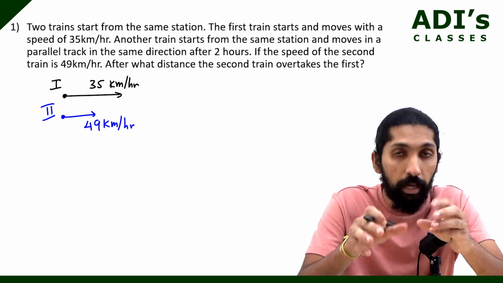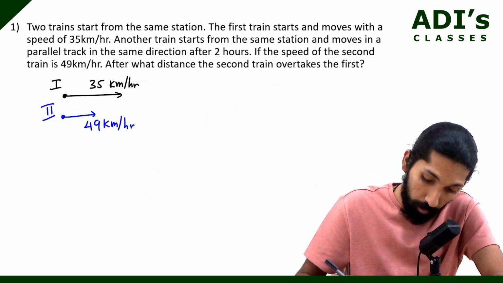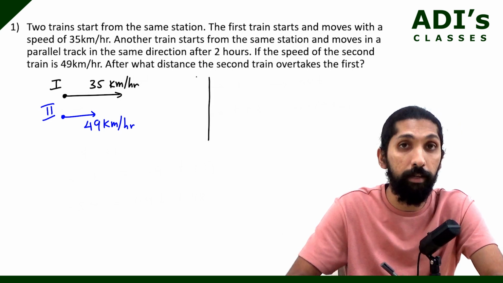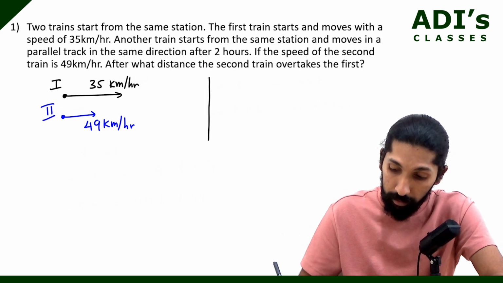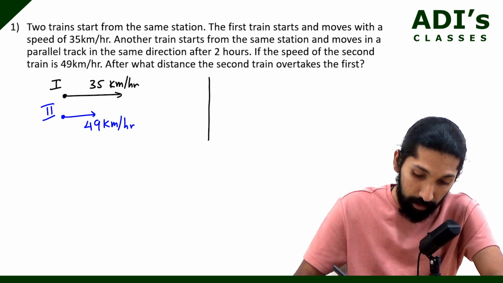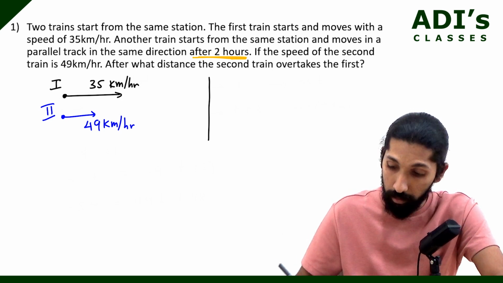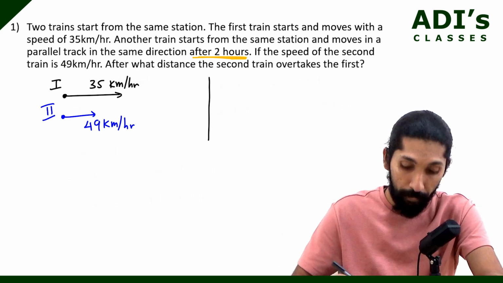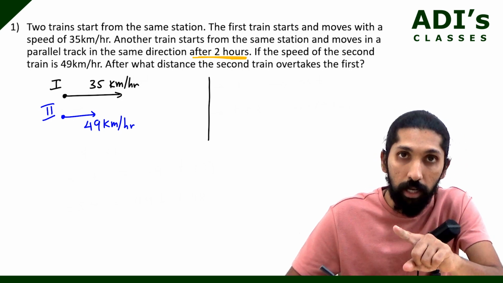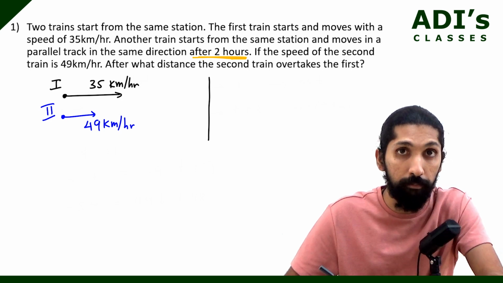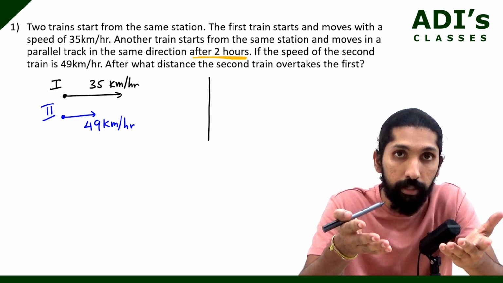That means they have to meet at one particular point. So you can say that this is the point where they're meeting, since they're moving in the same direction. And the next key point is the second one is going to travel after 2 hours. That means the distance covered by the first train and the distance covered by the second train should be the same, because if one is overtaking, both have to cover the same distance.